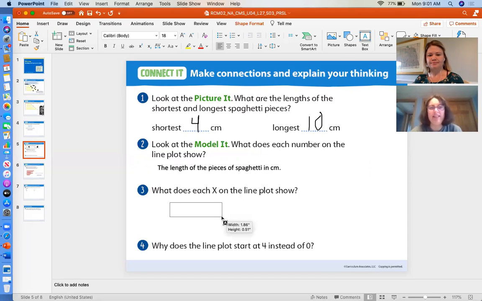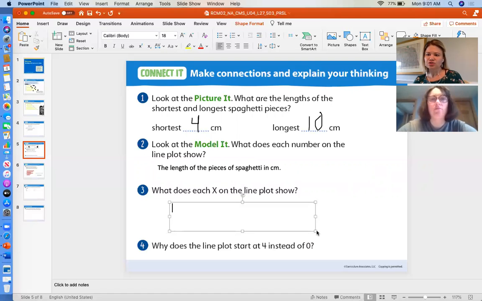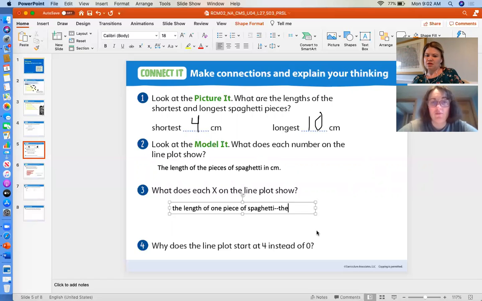All right, number 3, what does each X on the line plot show? So what is the X? So the X shows the length of one piece of spaghetti. There is an X for each piece, right? Is that good? Yep, looks good.